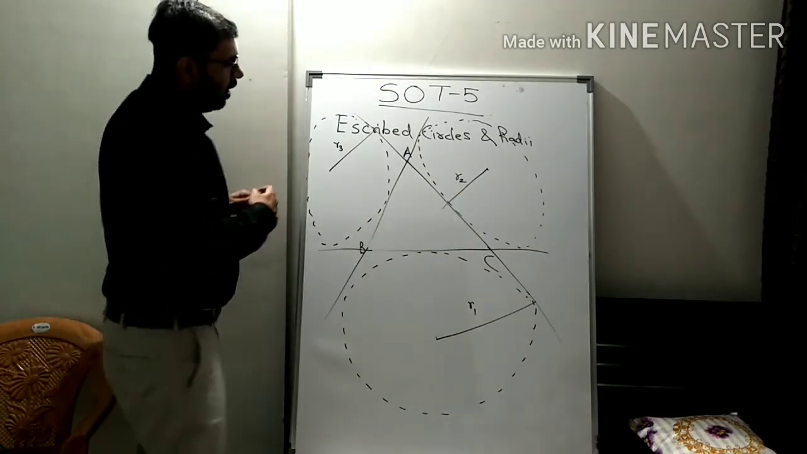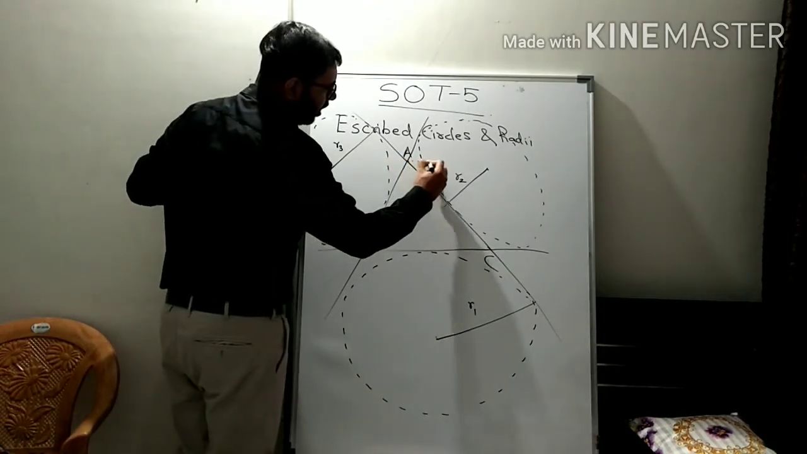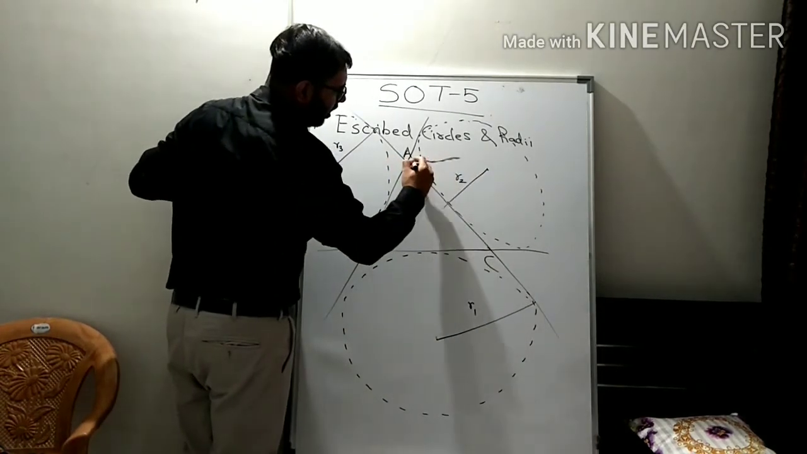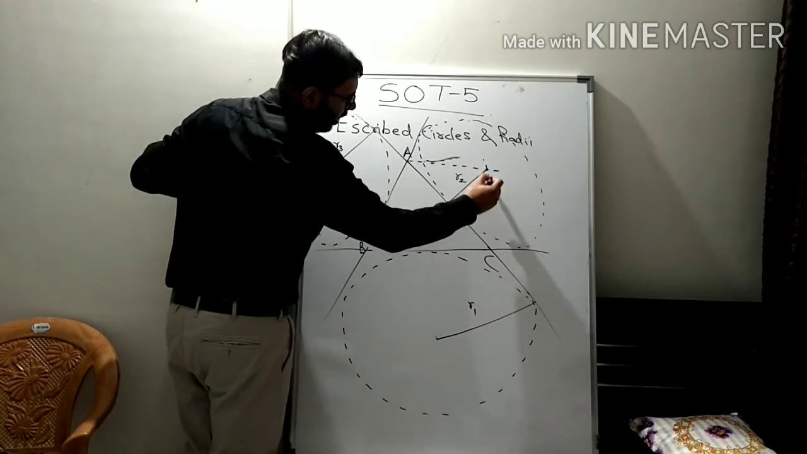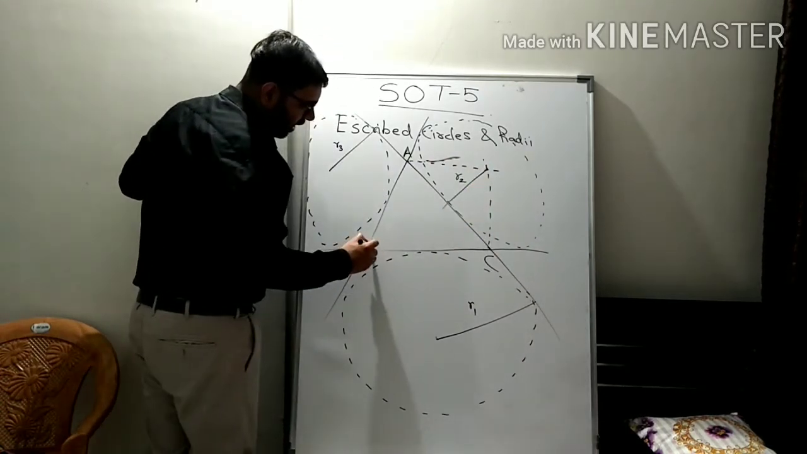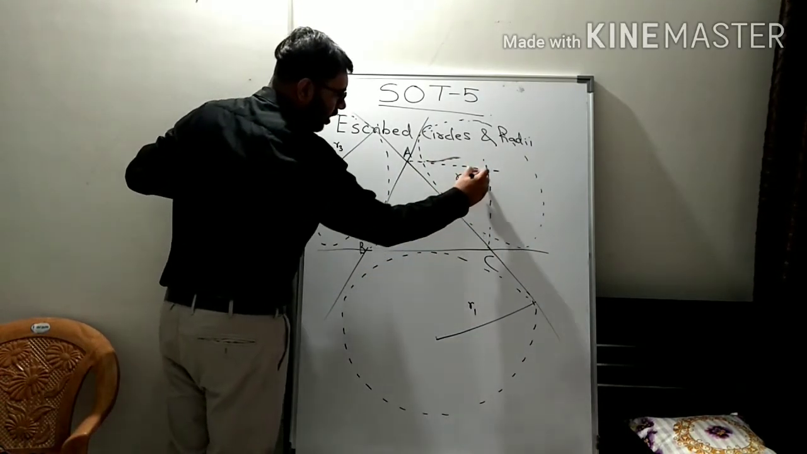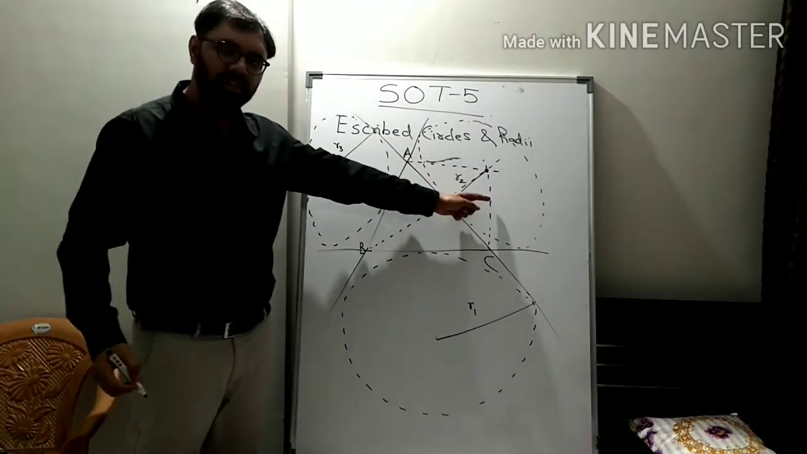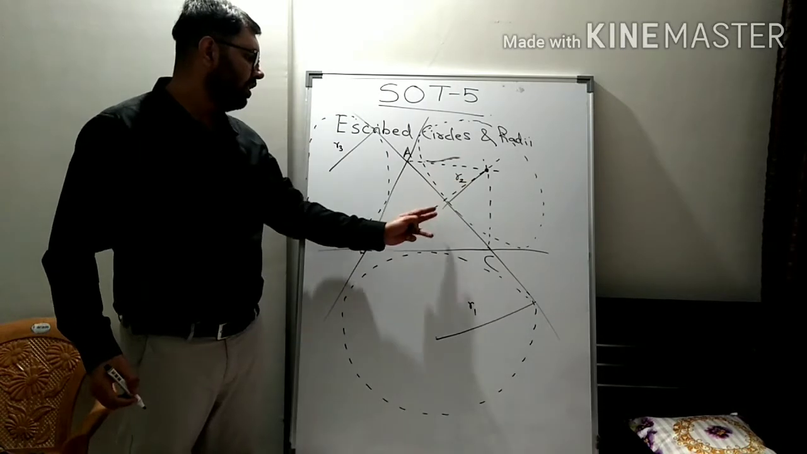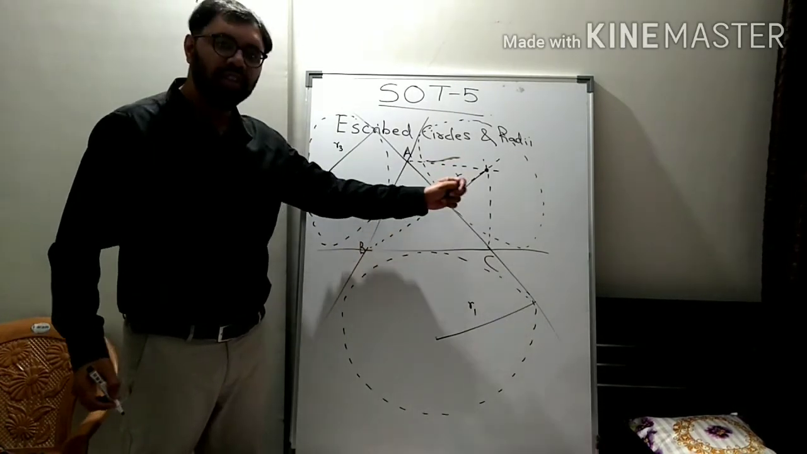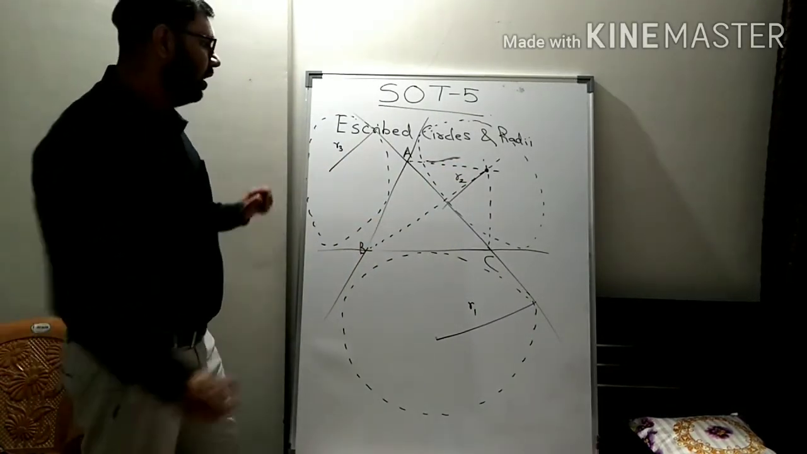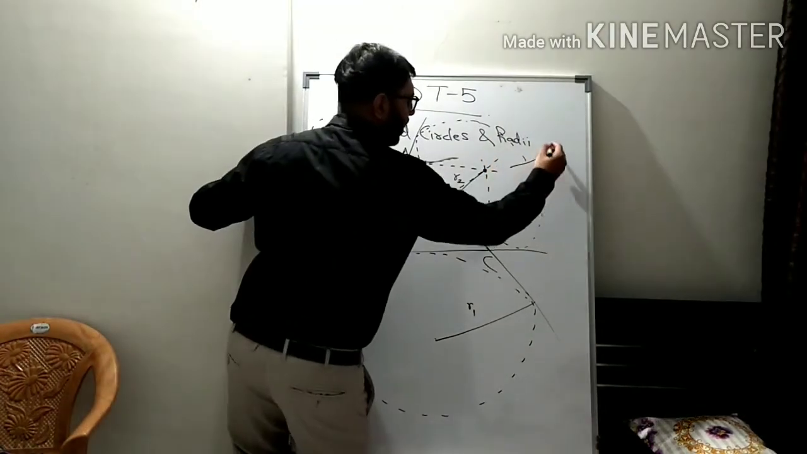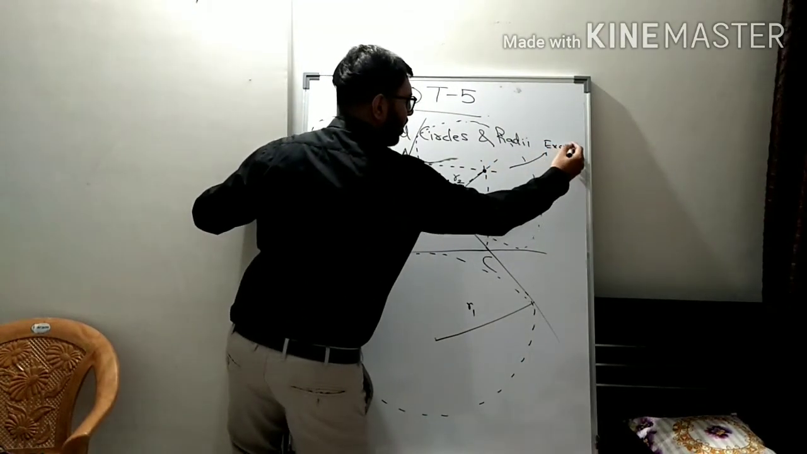If I draw external angle bisectors for two angles and the internal angle bisector for one angle, the point of intersection where the three angle bisectors meet, two external bisectors and one internal bisector, is called an excenter. This point is called an excenter.